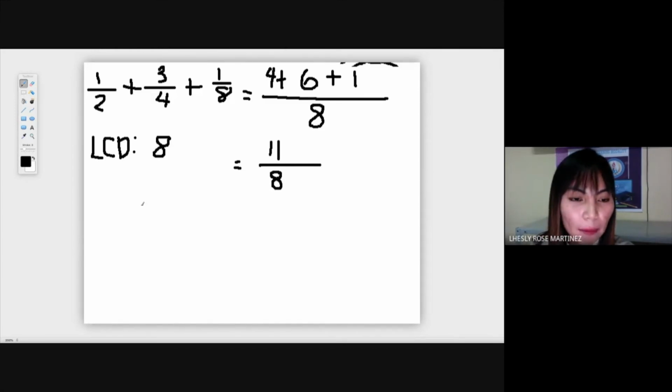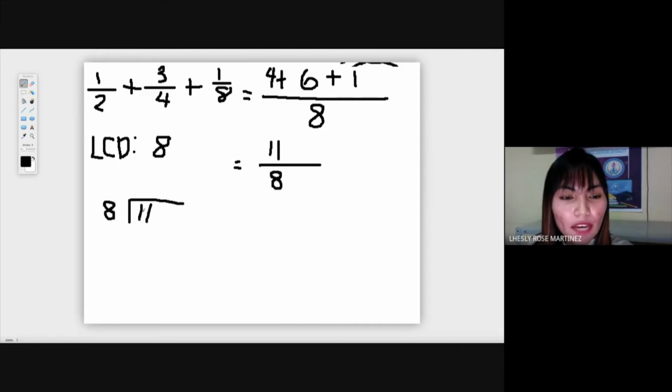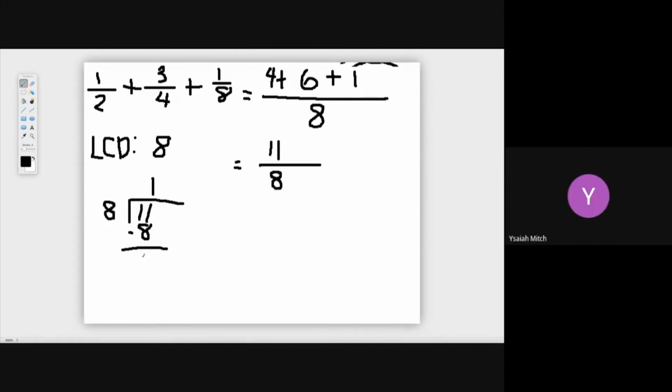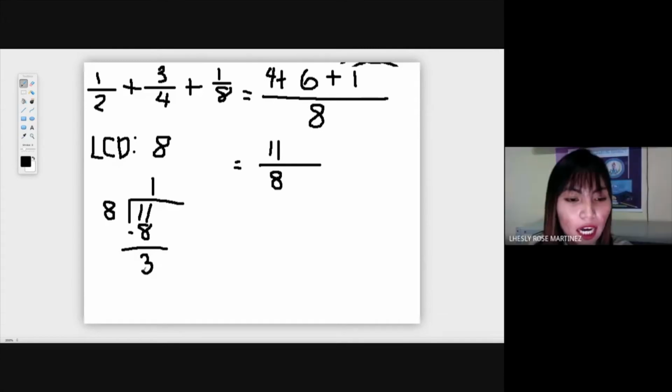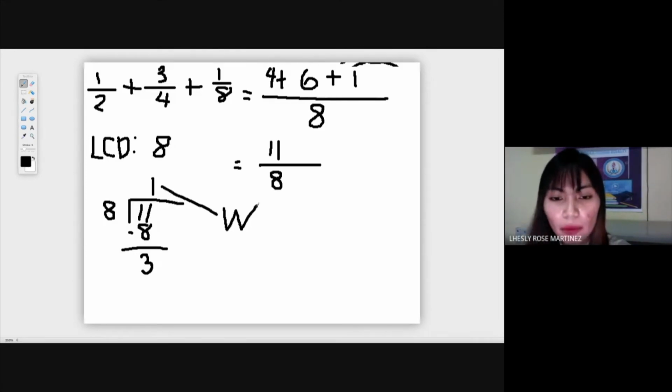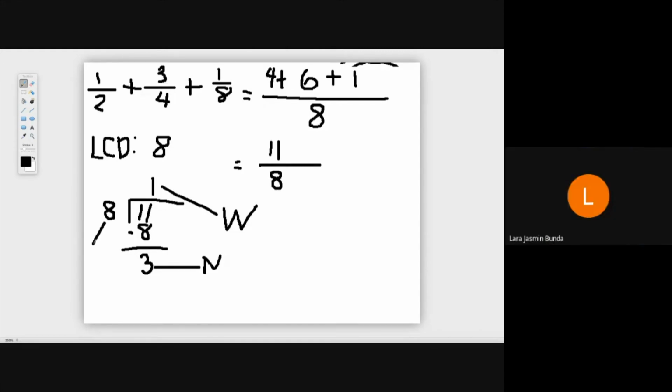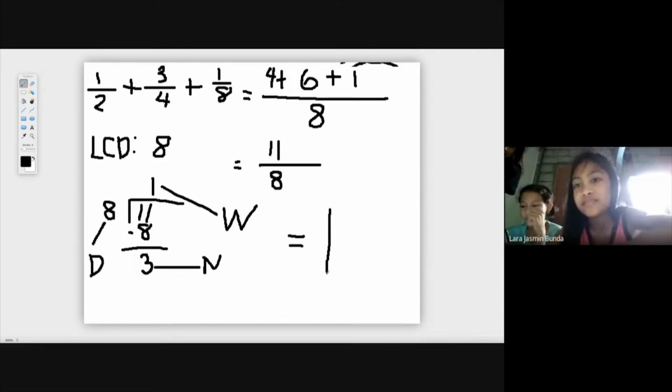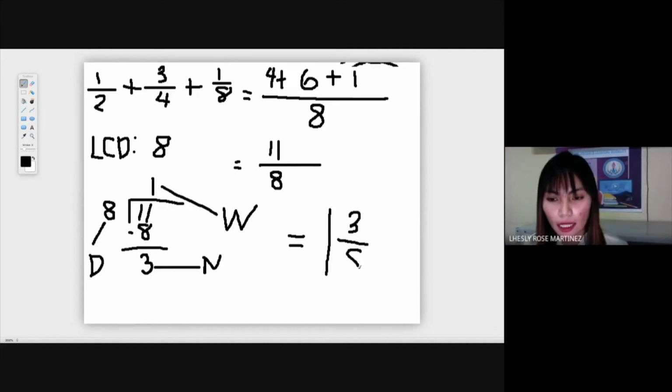So, this is how it goes, to refresh us. 11 divided by 8. So, 11 divided by 8 is 1. Yes. So, 1 times 8 is 8. And then subtract. 11 minus 8 is 3. Okay, so this will be the remainder. So now, 1, the quotient, will be the whole number. The remainder will be the numerator. And the divisor will be the denominator. Therefore, our answer is 1 and 3/8.